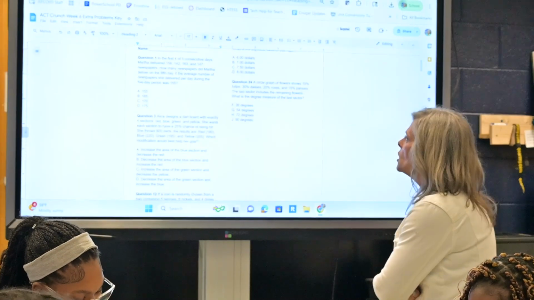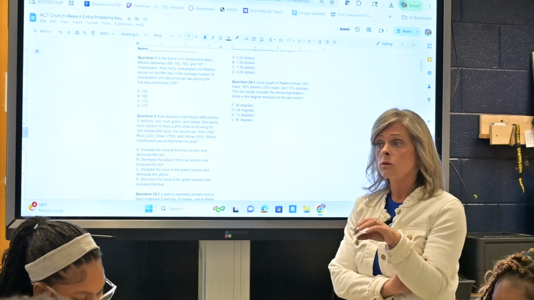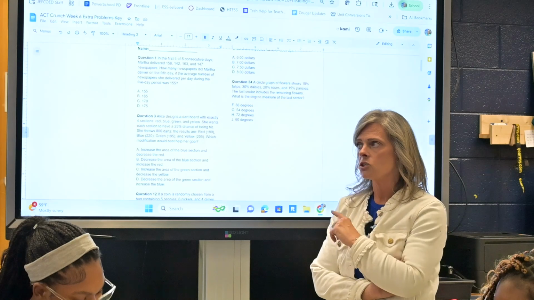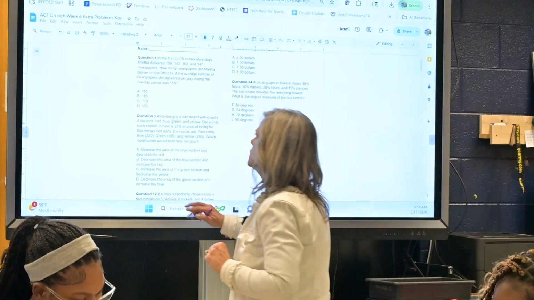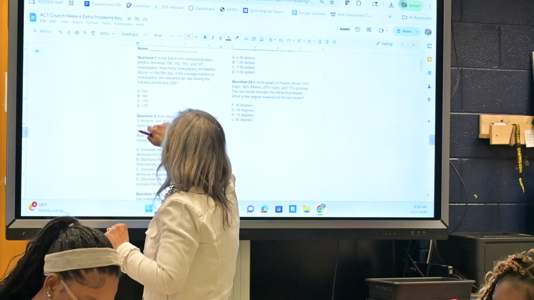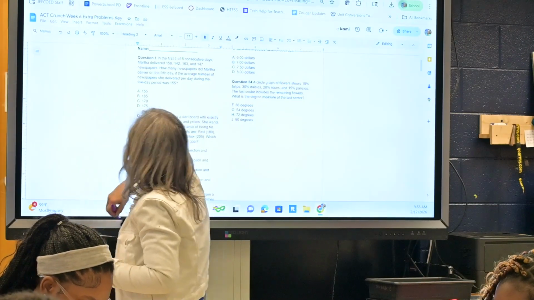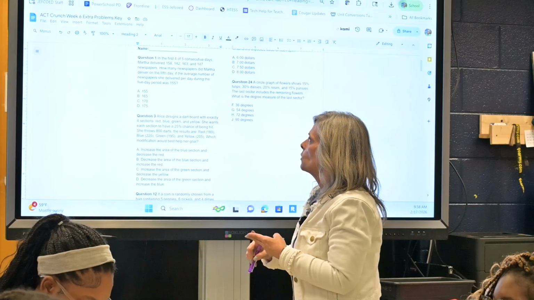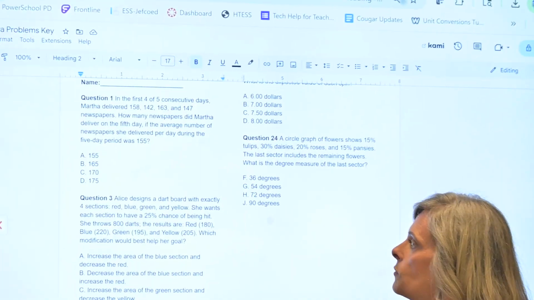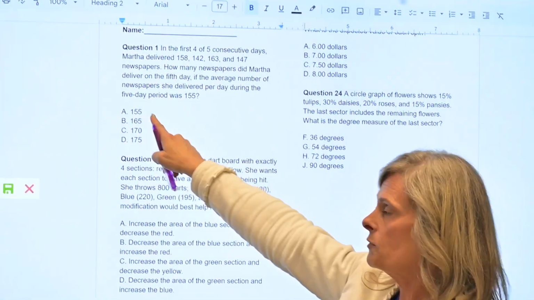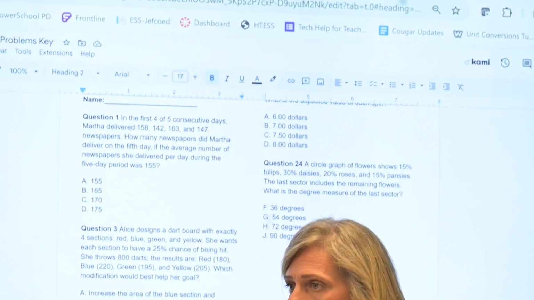Okay. So let's do it the other way this time, okay? We did the numeric solver last time. You can do the numeric solver because it's quick, but I want to show you the other method just so you can see it in case you can't remember the numeric solver. So we're going to add all of these numbers up, okay? So 158 plus 142 plus 167 plus 147 plus 155. Okay, hit enter and then divide by 5.